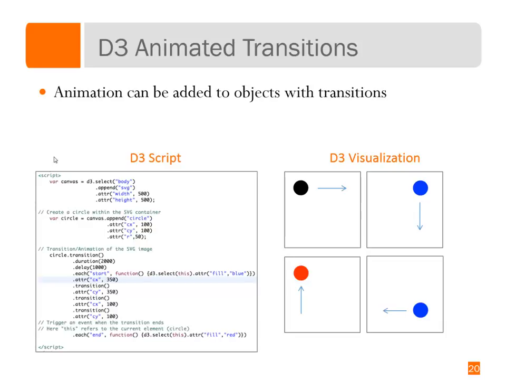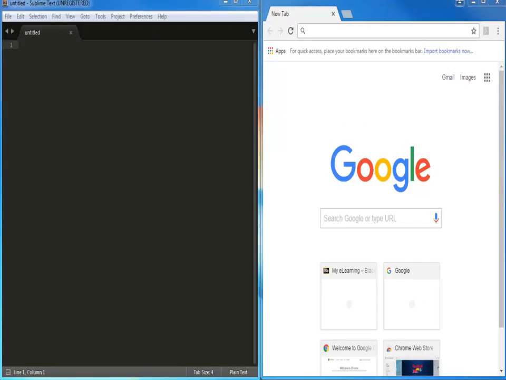Then we're going to change the x and change the y back to a location of 100, 100. And then we're going to wrap it up with that last statement that's going to turn the circle red. So let's take a look at how transitions work to provide us with some animation in D3. So now let's bring in the code for our D3 transitions.